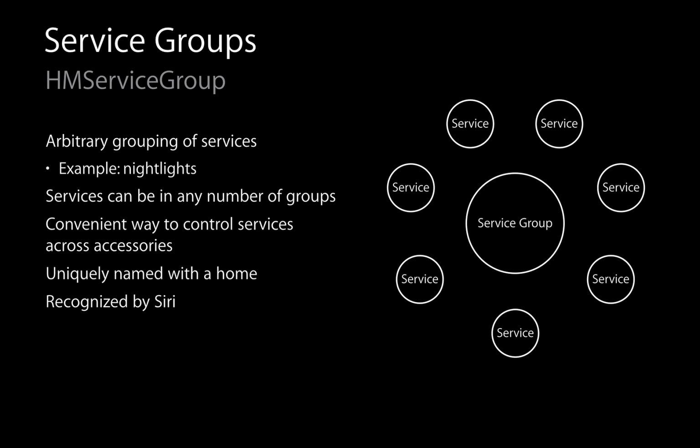So you could imagine you might have nightlights in your home where some of the nightlights are their own accessory, but some nightlights are a light on a coffee machine, a light on a microwave, a light on the refrigerator, whatever it is. And so you can grab all of these light services that are actually nightlights, group them together into a service group, and then you can easily display that to the user, and you can easily perform operations on all of those nightlights.